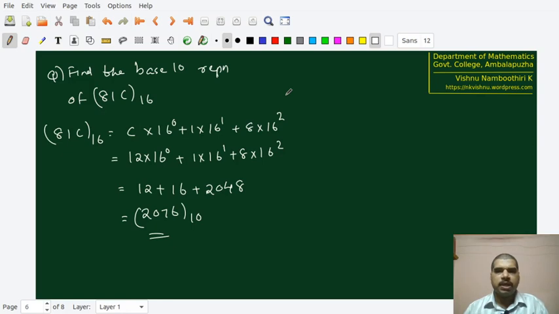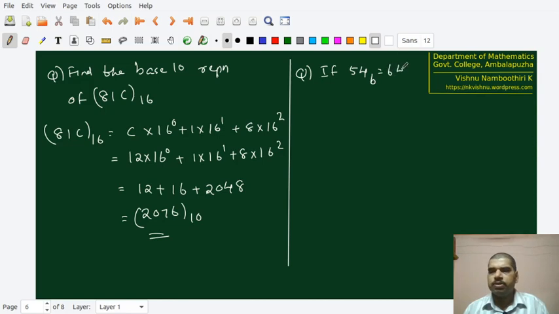Now we will see a slightly different question. The question is the following: if 54 to base B is equal to 64, find the value of B. In such a situation, we have to take the expansion and convert it into decimal. Because for 64 no base is given, we can assume that 64 is to base 10. So we expand 54 to the base B and convert it to base 10.